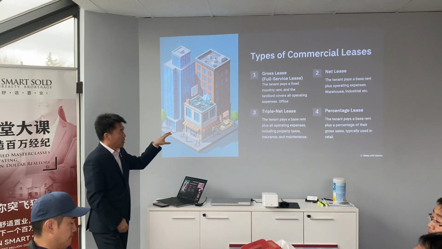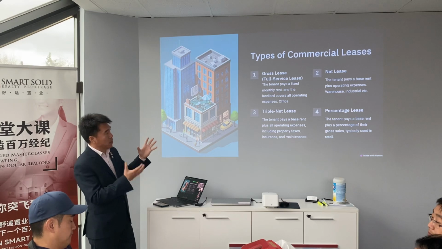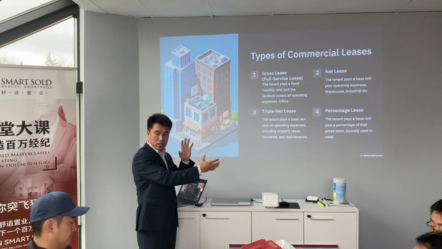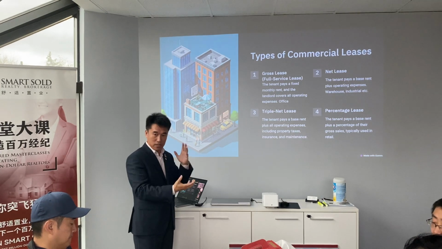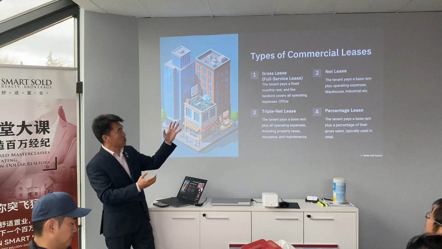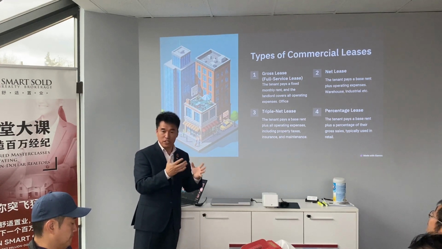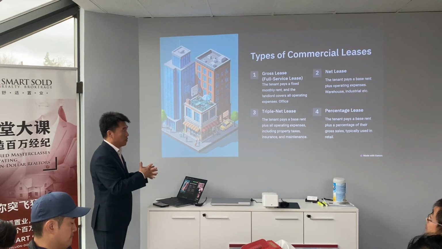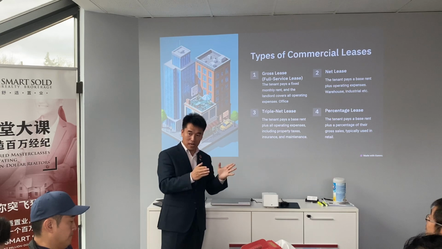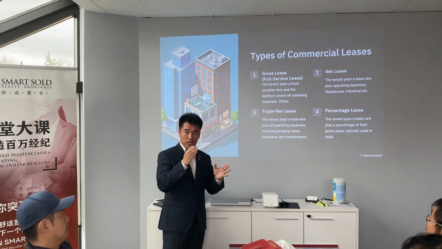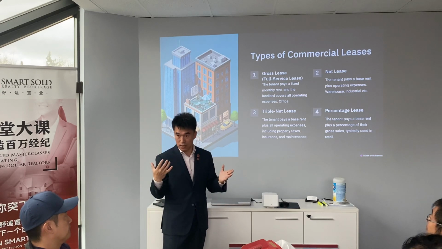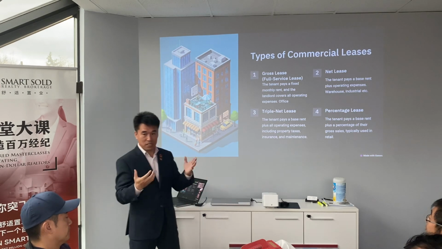Those are very common. There are definitely in-betweens, a range that you can always negotiate. It may not be a pure triple net or a pure gross lease; it can be a combination. For example, the tenant pays rental plus, say, TMI, plus a portion of utilities.